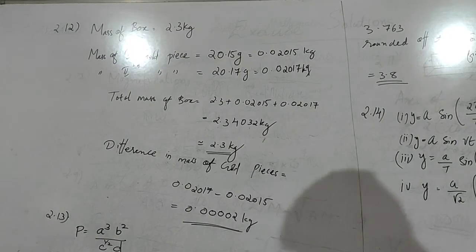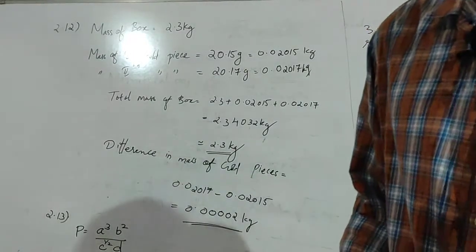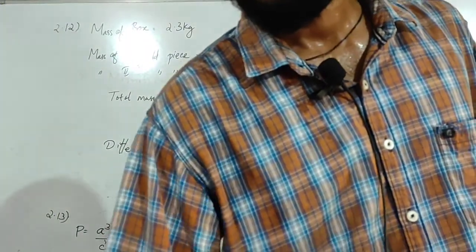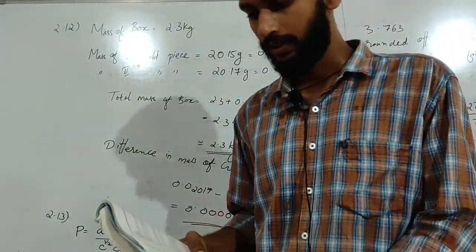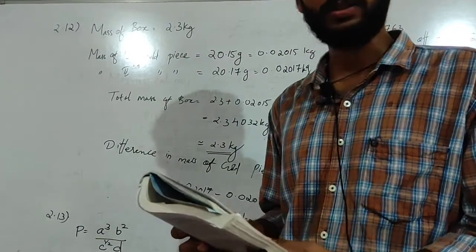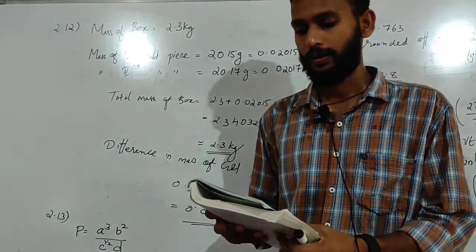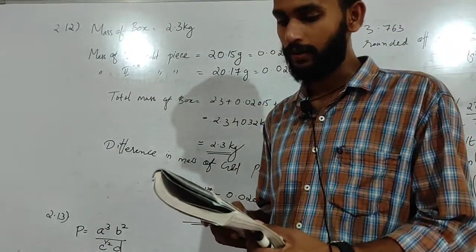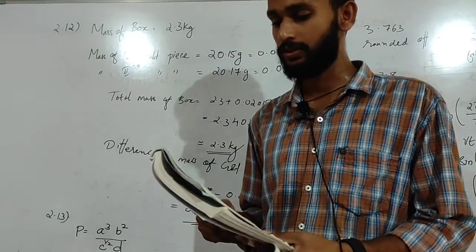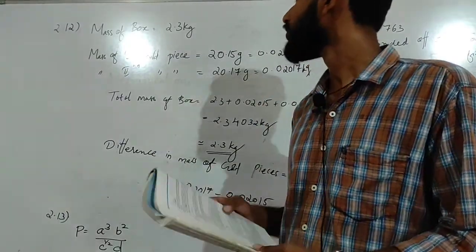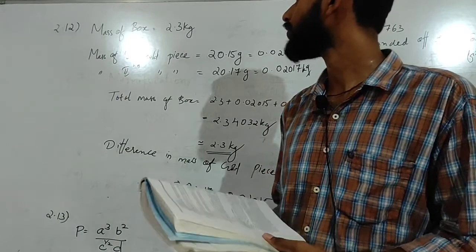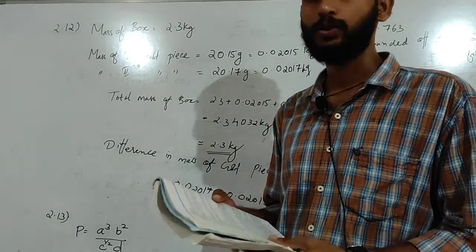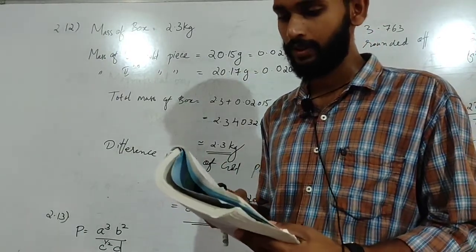Okay, dear students, so come to the 12th question. The question is that the mass of the box measured by a grosser balance is 2.300 kilogram. The mass of the box is 2.300 kilogram. There is actually 2.3 kilograms.